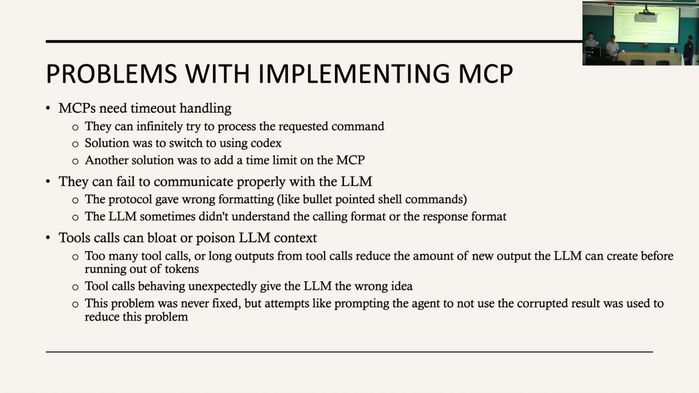Another problem that we noticed for the MCP was that it failed to communicate properly with the LLM. Sometimes the MCP would produce the wrong format or corrupt results to the LLM, and the LLM would treat that as some result it has to use to solve the CTF challenges. And so it would essentially give the LLM the wrong idea. This problem was never fixed, but attempts like prompting the agent to not use the corrupt results were used to reduce this problem.